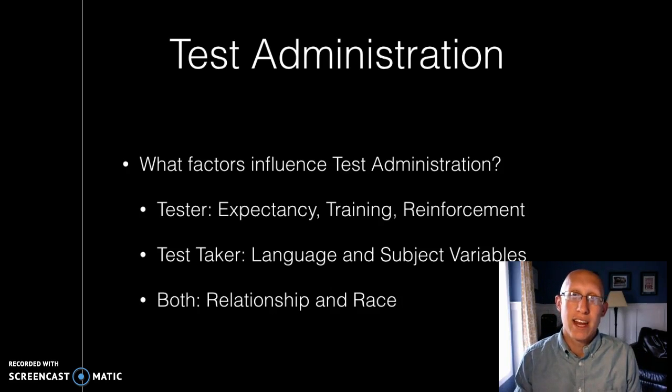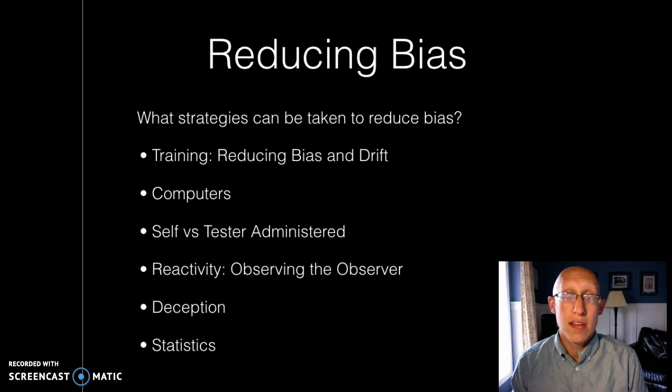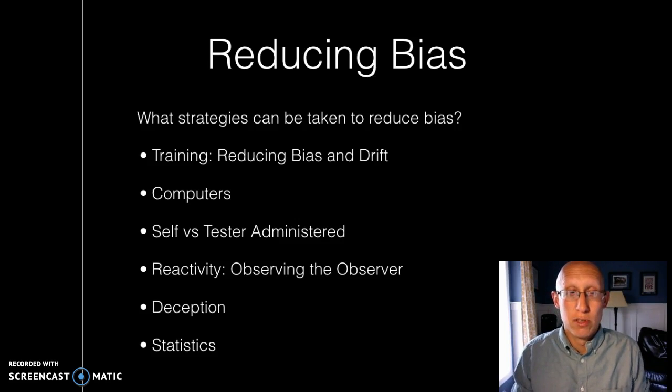And finally, we'll look at how a little bit of both the tester and the test taker can influence things. So how does the relationship affect things? What about the race of each of these players in this situation? These things influence things. Then we'll talk about how we reduce this bias, right? What strategies can we use to reduce this?